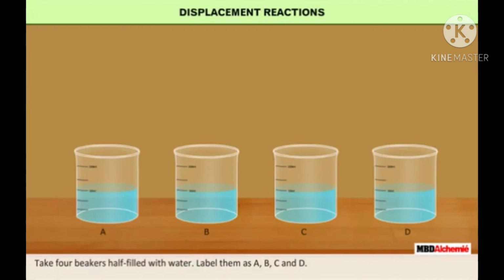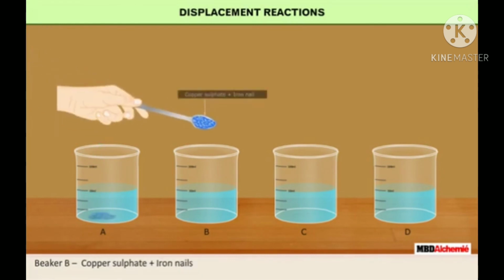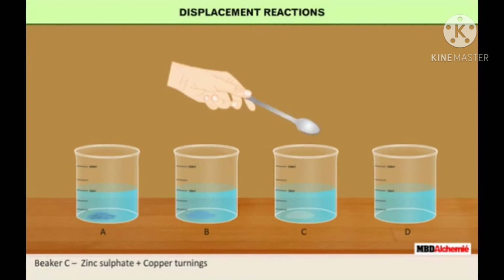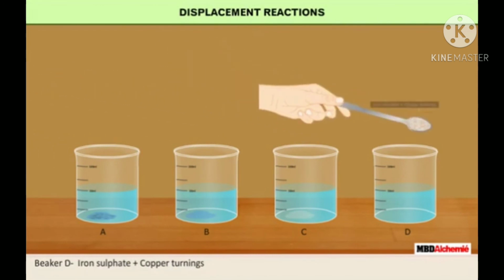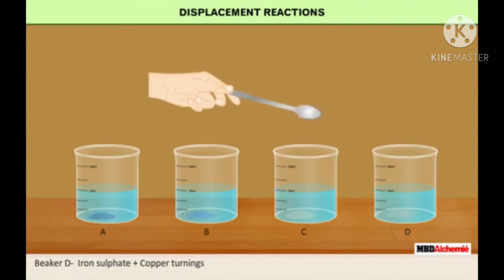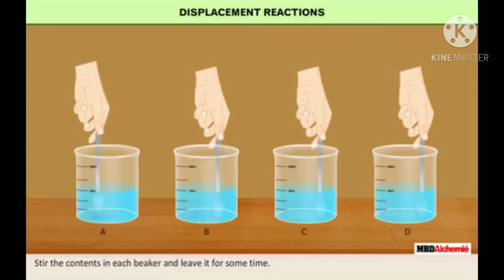Take 4 beakers half filled with water and label them as A, B, C and D. Add a mixture of compounds of copper sulfate and zinc granules, copper sulfate and iron nails, zinc sulfate and copper turnings, iron sulfate and copper turnings. Stir the solution in each beaker and keep the beakers undisturbed for some time.